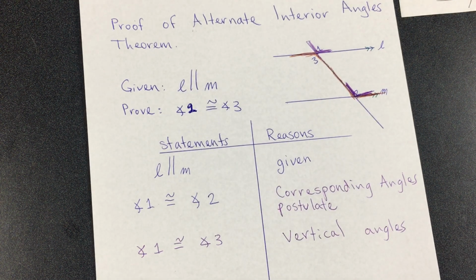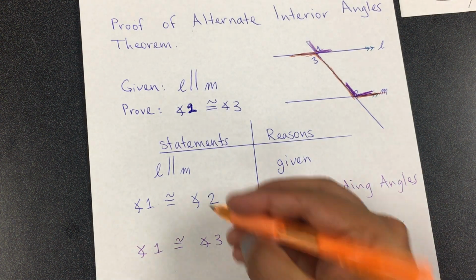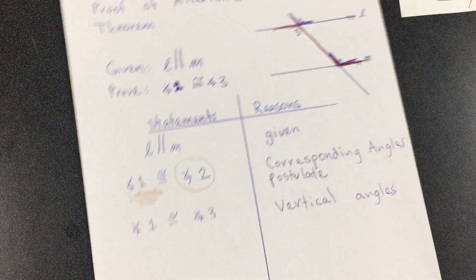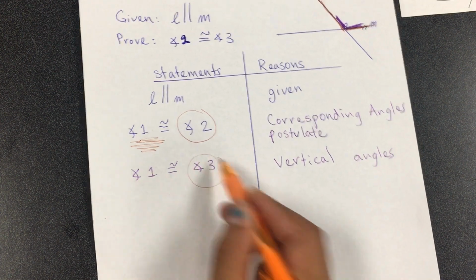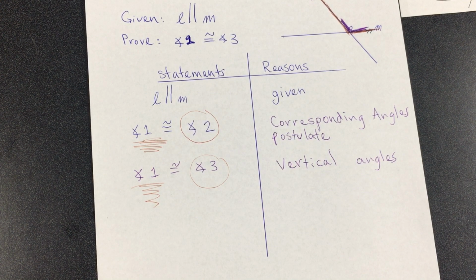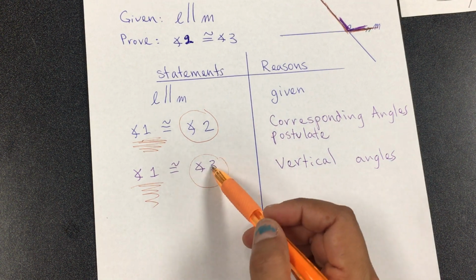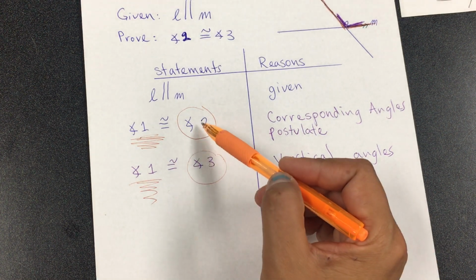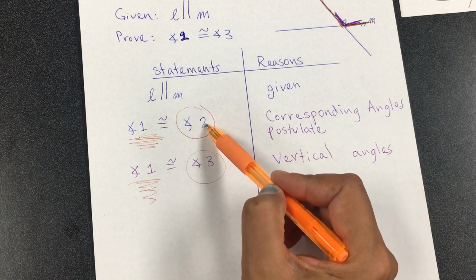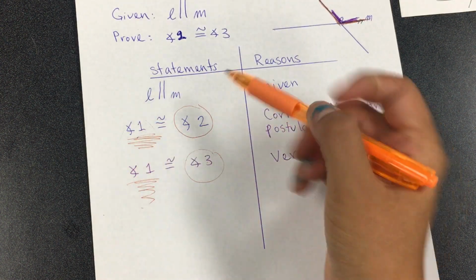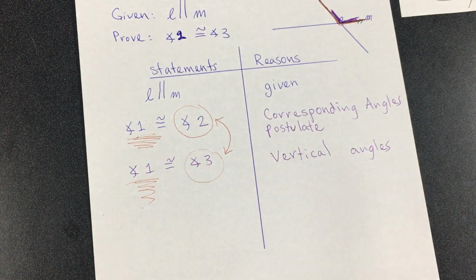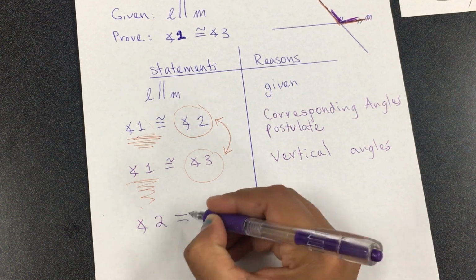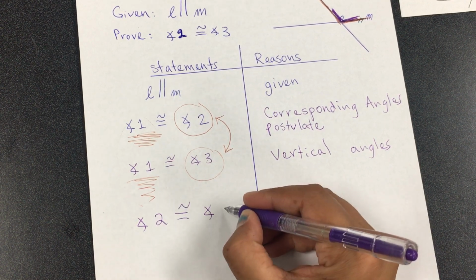Okay? So if you notice, angle 2 is congruent to angle 1. And also, angle 3 is congruent to angle 1. So by the transitive property, which we learned in last lesson, you need to go and review that, we can say that because both of these are congruent to the same thing, then they are congruent to each other. So by the transitive property, we can say that angle 2 is congruent to angle 3.